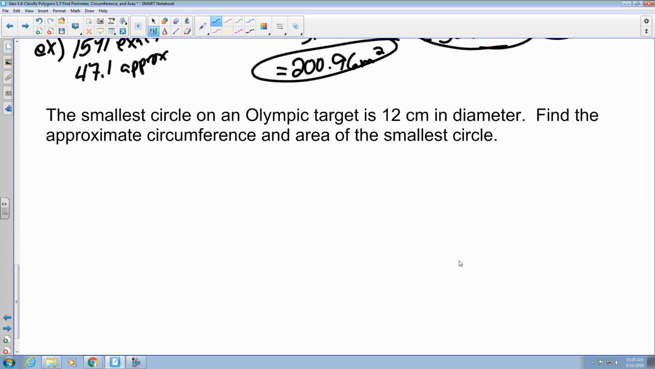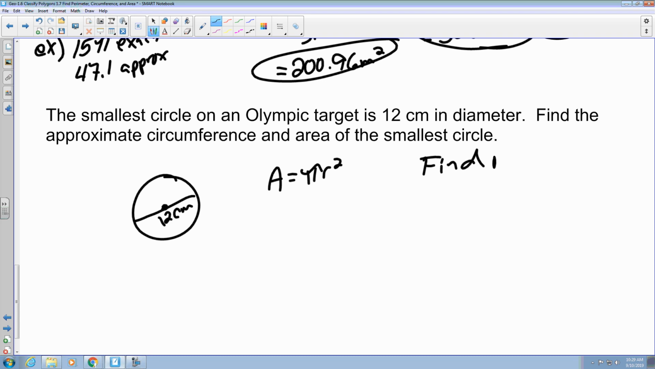Here it says the smallest circle on an Olympic target is 12 centimeters in diameter. Find the approximate circumference and area of the smallest circle. So I'm just going to draw this. I have my center point here, and they're telling me the diameter is 12 centimeters. So just draw that out. First, to look at area, we know that it's pi r squared. So the first thing we have to do is find r. Okay, so r is going to be the diameter, which is 12, divided by 2, so that's 6. So that is going to be r.